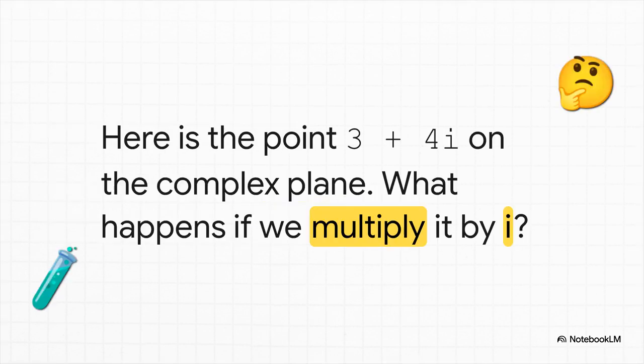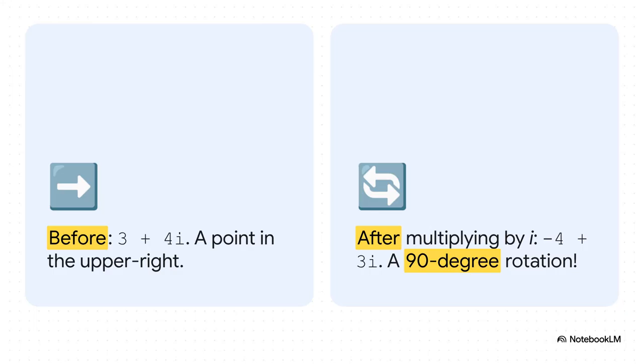So let's try a little experiment. Here's our point, 3 plus 4i, just sitting there on the plane. Now, based on the rules we just learned, what do you think would happen to this point if we multiply the whole thing by i? Well, the algebra gives us a new number, -4 plus 3i. Okay, but now look at where it is on the plane. The point has jumped from the upper right quadrant all the way to the upper left. It's been rotated exactly 90 degrees counterclockwise around the center.